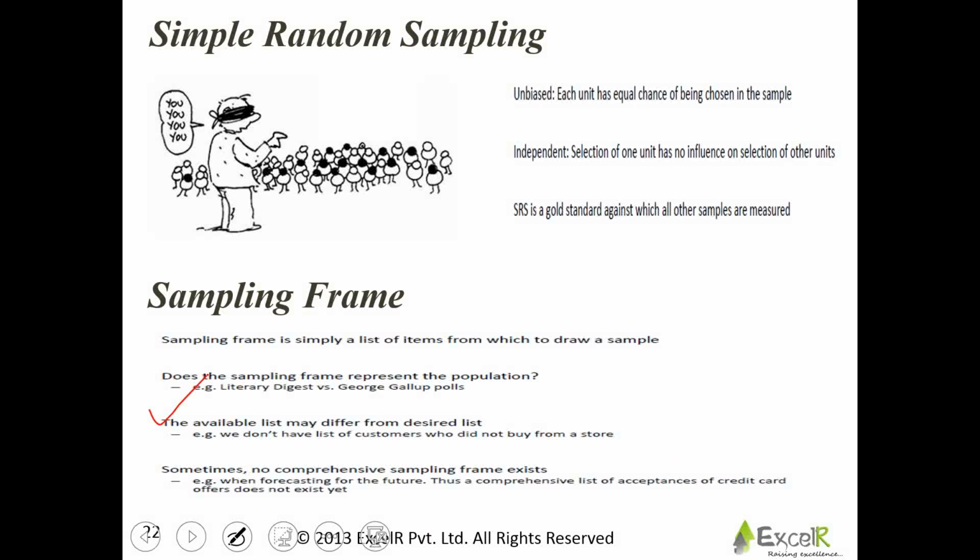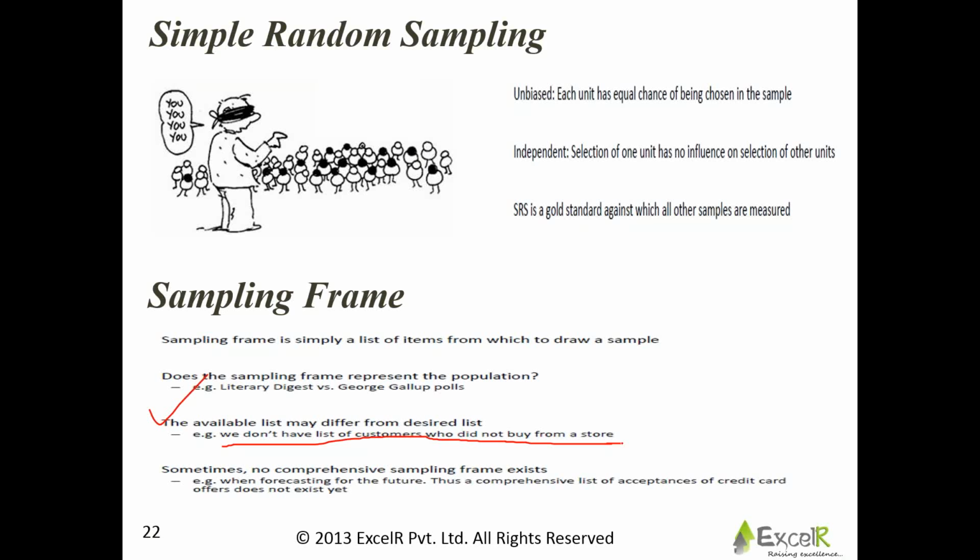Here, the available list may vary from the desired list. Probably we don't have a list of customers who did not buy from a store, right? So who are we analyzing? We are analyzing only those customers who are purchasing from our store. Probably that is my sampling frame. If that is the case, we don't have any clue about the buying habits of the customer who doesn't come to your store.